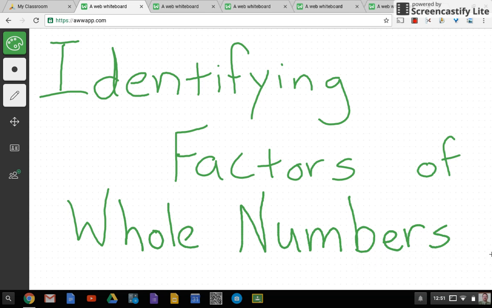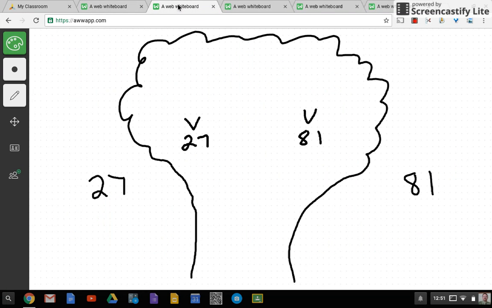Okay, we are identifying factors of whole numbers, so let's get started. Now, the inside of the little booklet that I gave you, the one that we glued together, if you open it up, you've got a tree on the left-hand side that is titled as the factor tree. So what we need to do is the prime factorization of these numbers. So I like to do my factor trees like this.